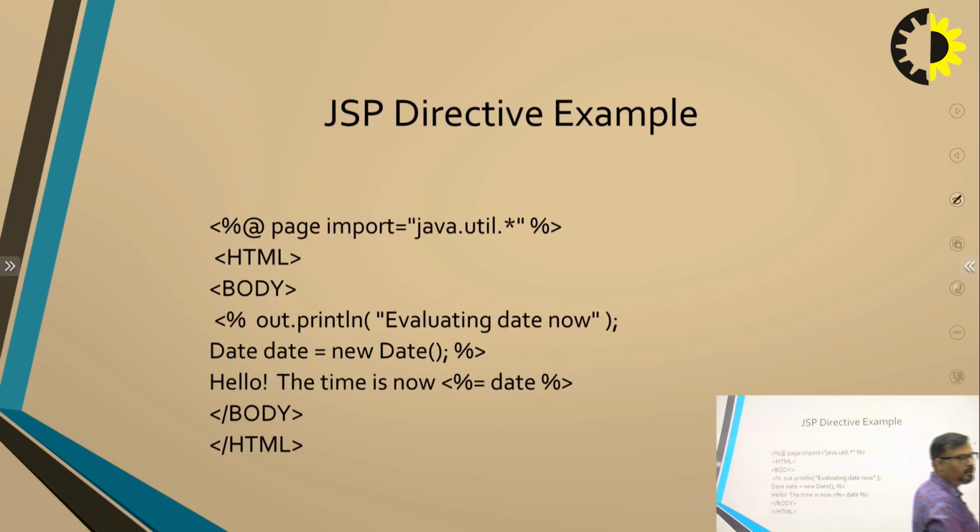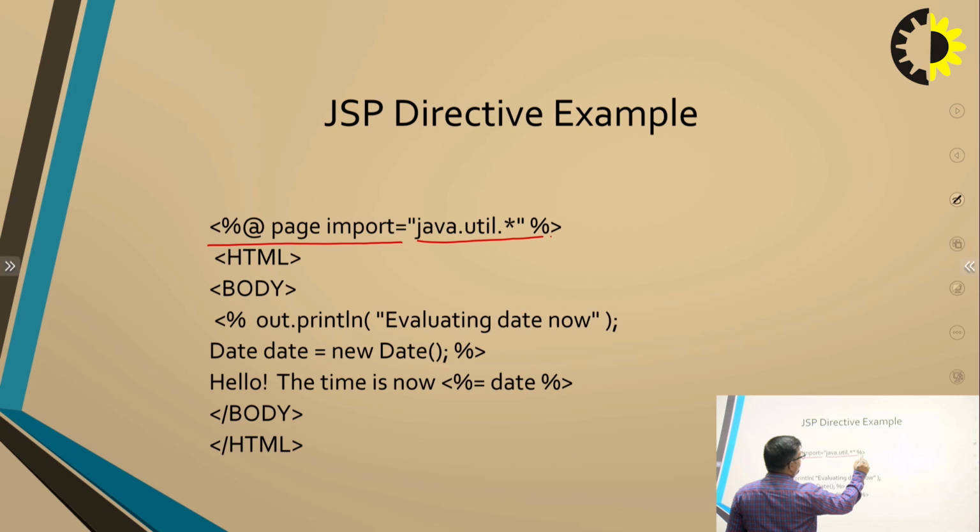Okay. Next, JSP directives examples. Suppose we will take one example. First of all, @ page import java.util.* will be considered the whole thing that will be used in a package. Second, we will use the starting HTML, open HTML and body open.